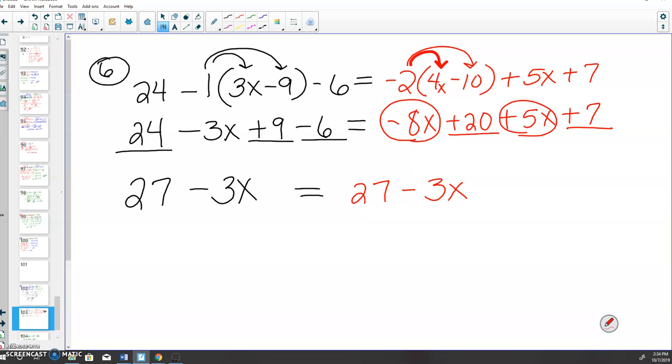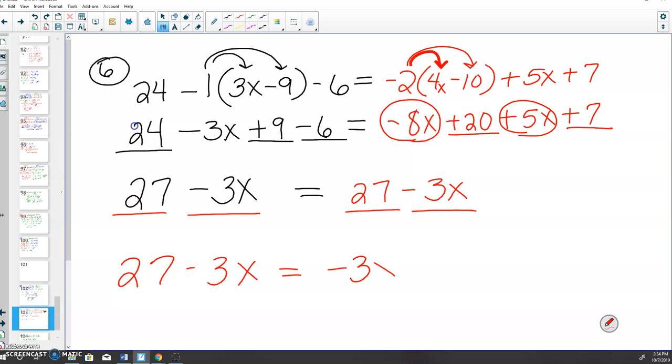What do you notice? They're the same. Do I have a positive 27 here and a positive 27 here? Do I have a negative 3x here and a negative 3x here? What if I wrote them backwards? What if it said like this? Wow. Is that still a positive 27 and a positive 27? A negative 3x and a negative 3x? Yes. So they're still the same.